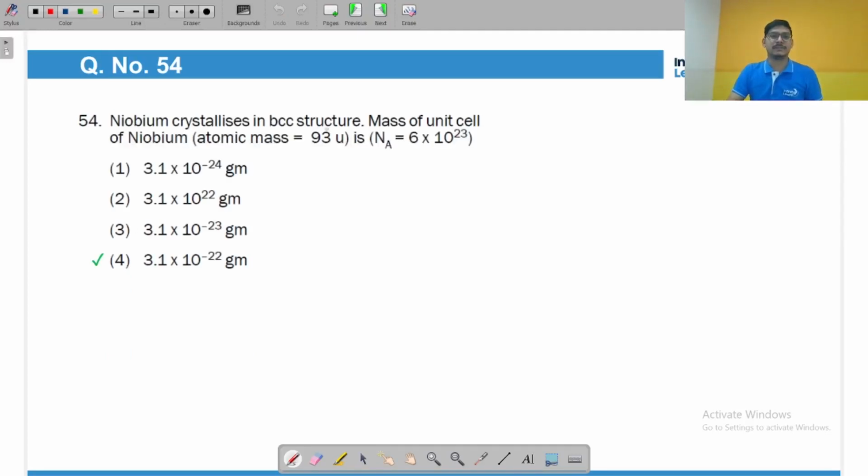Niobium crystallizes in BCC structure, and for a BCC unit cell, the number of atoms per unit cell is 2. Okay, so the mass of the unit cell is 2 multiplied by the mass of one particle, which is 93, multiplied by mu. It is nothing but the reciprocal of Avogadro number. So this would be your answer, which will come out to be this one.